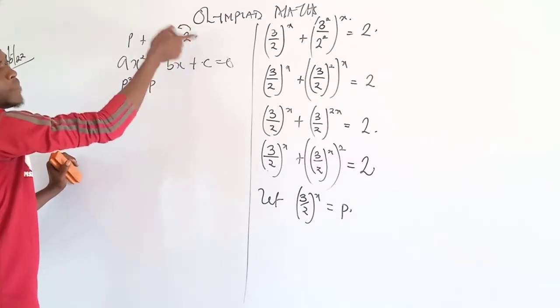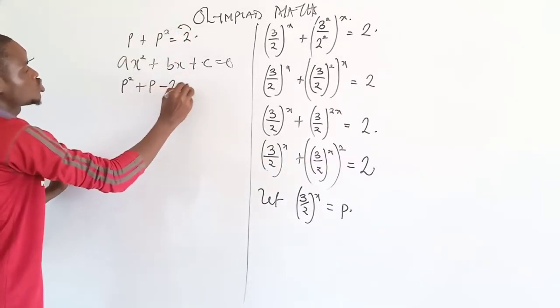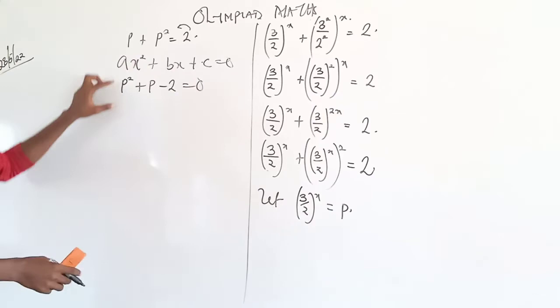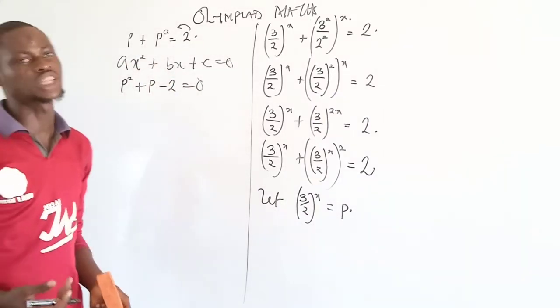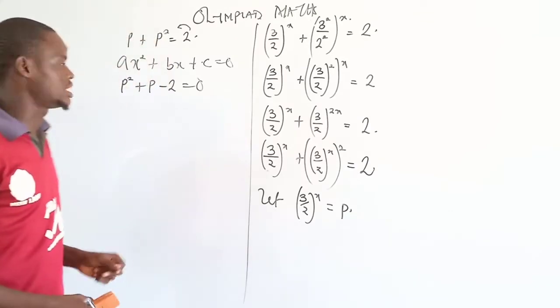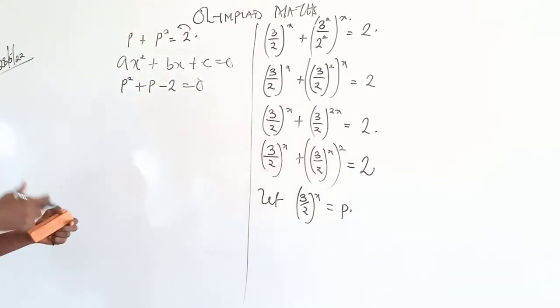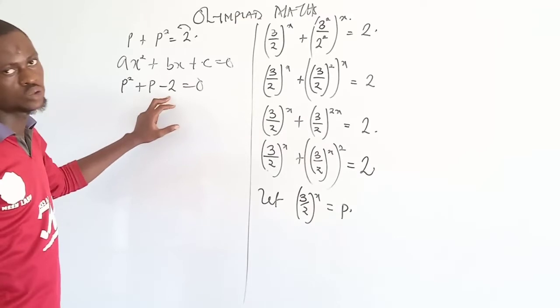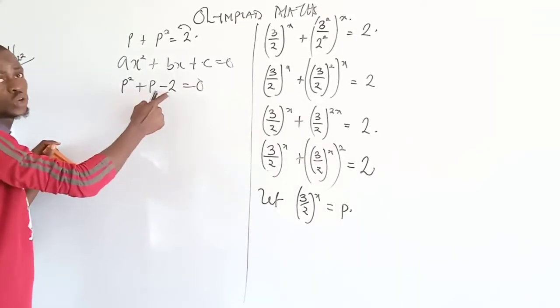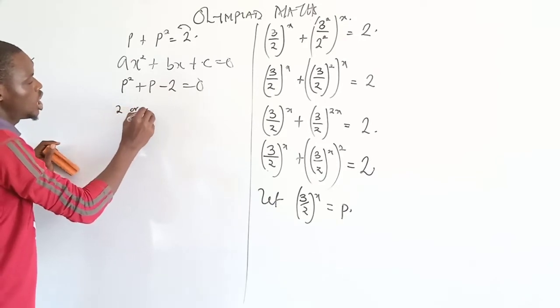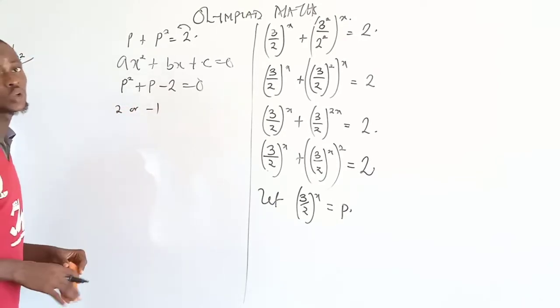Now, this should be returning back to this side to become minus 2 equals 0. Now, I've turned it into a quadratic equation, then I can easily solve this by factorization. If I want to factorize this, I'll be having what multiplied that will give me minus 2. If I add it together, it's going to be giving me plus 1. I think the factors of this equation are 2 and minus 1. That is the factor of the equation.